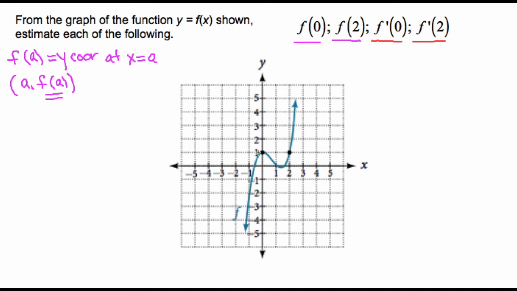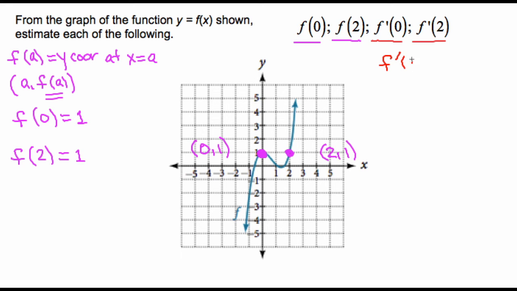So f of 0, I see a point right here. The coordinates of that point, 0, 1. So f of 0 is the y-coordinate at x equals 0. That's 1. For f of 2, I see a point right here. Coordinates at that point, 2, 1. So f of 2 is the y-coordinate at x equals 2. That's 1. Now the derivative at a, this refers to the slope of the tangent line at x equals a.